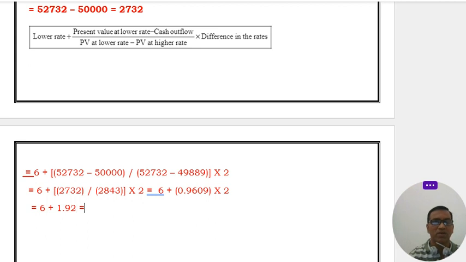1.92, nearest value to that, equal to 7.92 percentage is the IRR, internal rate of return. This project's internal rate of return is 7.92. How did you get 7.92? By using the interpolation formula.